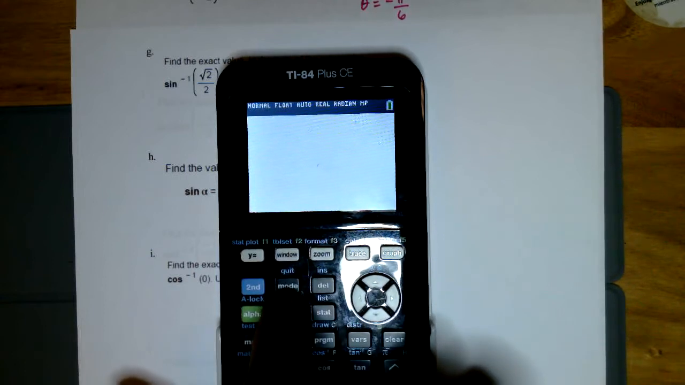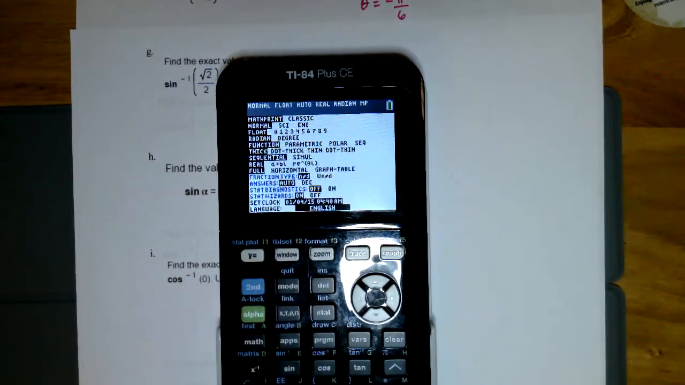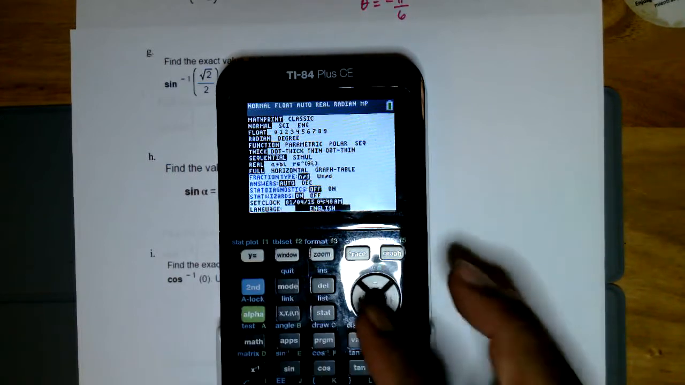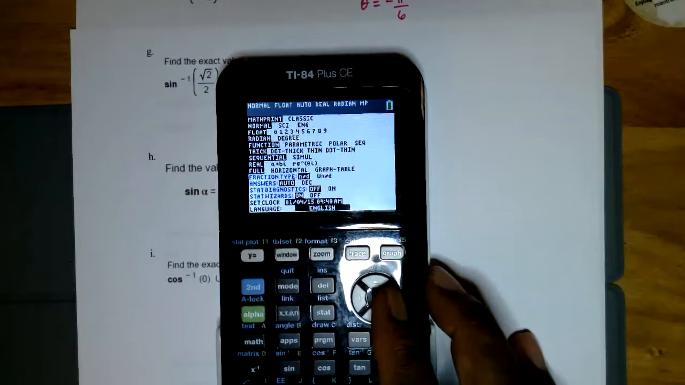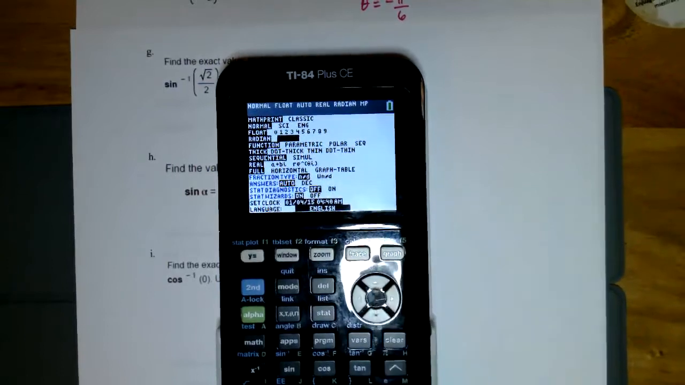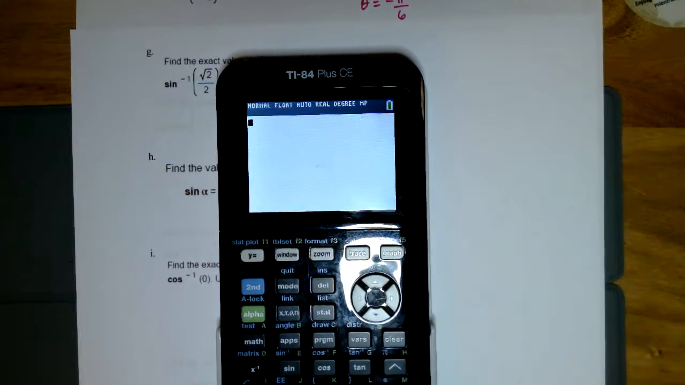Press the mode key, which is at the top of the calculator next to the second key. Now notice that radian is highlighted. You want that in degree measure. So use your down arrow key to go down to where radian is, use your right arrow key to put the cursor on top of the word degree, and then press enter. Because you want your answers in terms of degrees here. And then you can hit the clear key to get out of it.